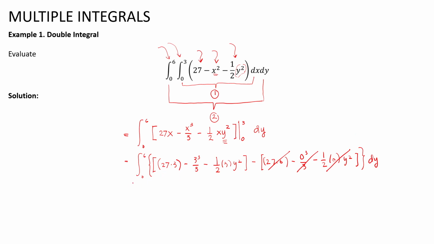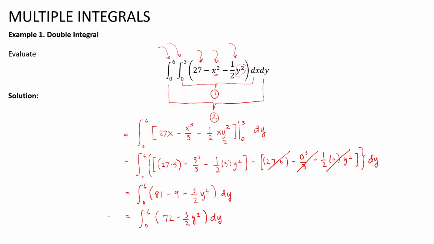27 times 3 will give you 81. So 81 minus 9, taking one 3 out, so that will be 3 squared. And then you're going to have 3 halves y squared, and this is with respect to y now, dy. Simplifying the equation, you now have 72 minus 3 halves y squared dy.